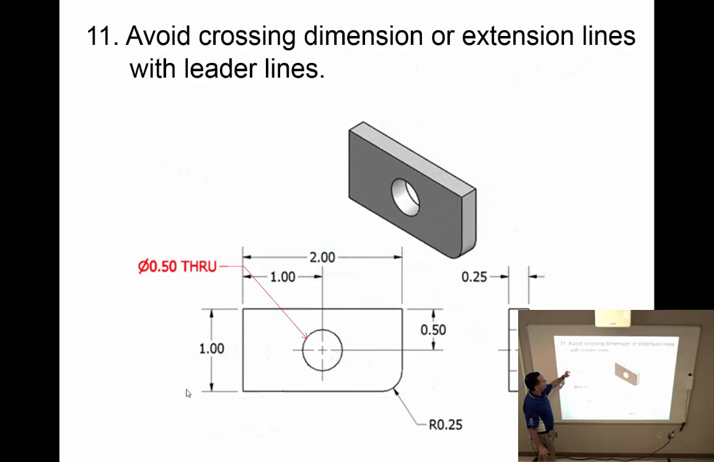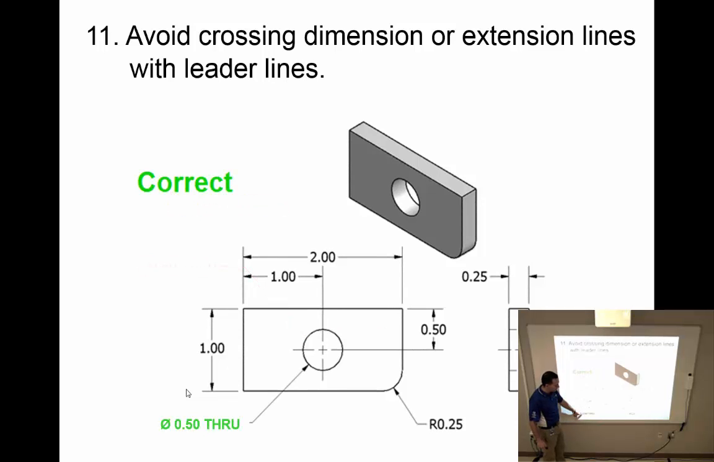Avoid crossing dimension or extension lines with a leader line. I haven't mentioned what a leader line is, but it's located right here. A leader line is used to place a dimension on, in this case, a hole in this object. And I don't want this leader line to cross through my dimension or extension line, so to fix that, I simply move the leader line to a different location, and it's no longer crossing through it.